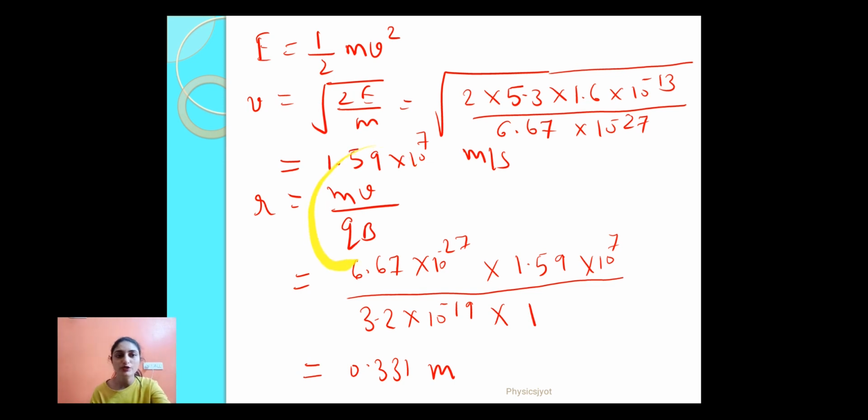So R equals mv by qB. Substitute all these values and you will get R as 0.331 meter, v as 1.59 into 10 raised to 7 meter per second. Just check whether you are getting these answers and let me know if you don't.